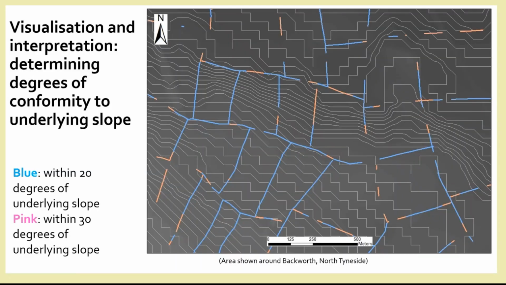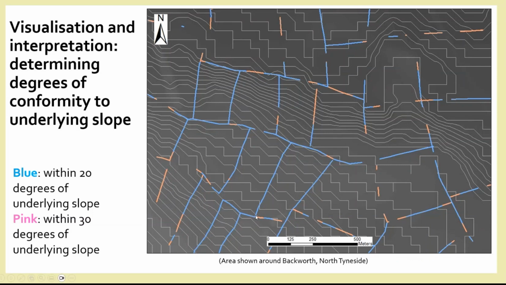So then, once I'd done all that and got all the data sets done, it became a process of looking at what constituted a reasonable threshold for conformity to underlying slope. I could have gone with 100% conforms, but that would have been a relatively small data set because of the nuances of the landscape. I decided to go with a slightly higher threshold, so I went within 20 degrees of underlying slope.